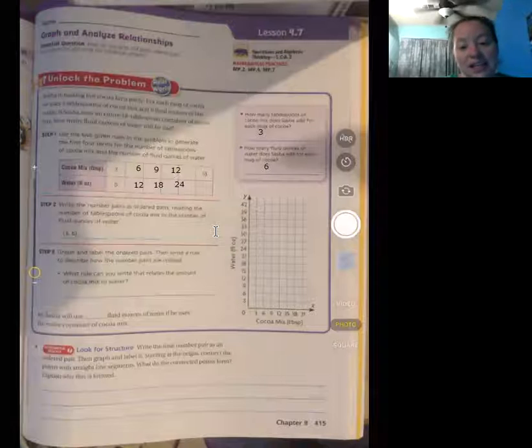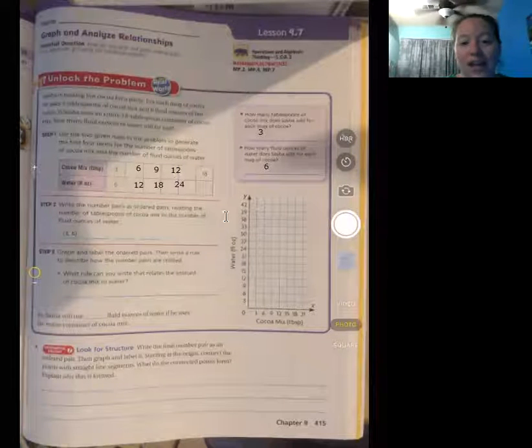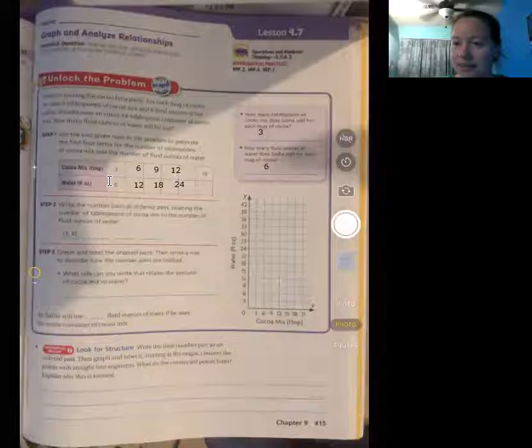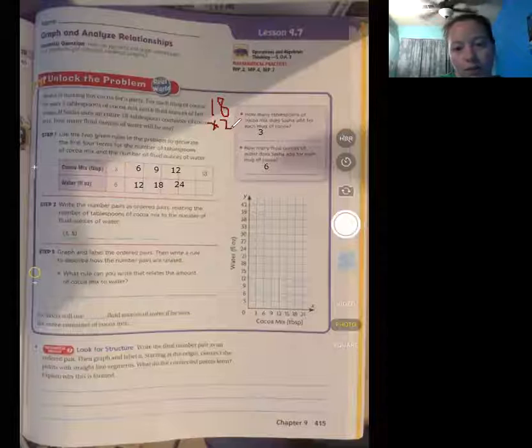Now the question is, how many tablespoons, how much water do we have if we have 18 tablespoons? Well, let's look and see how these compare. What did I do to 3 to make it a 6? I multiplied it by 2. So in order to do this one, I am going to have to do 18 times 2.